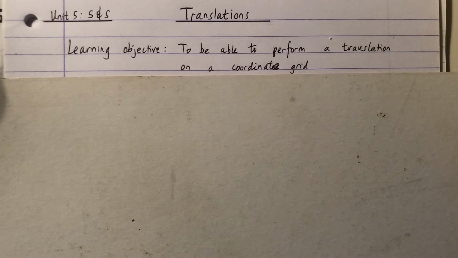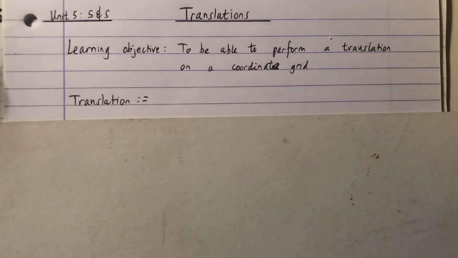Hello Year 10 mathematicians, just going to move on to a new section in the textbook, Unit 5, Shape and Space. The first part of Shape and Space in Unit 5 is translations. A translation is a type of geometric transformation, not to be confused with translation in any other context. And the main objective today is to be able to perform a translation on a coordinate grid.